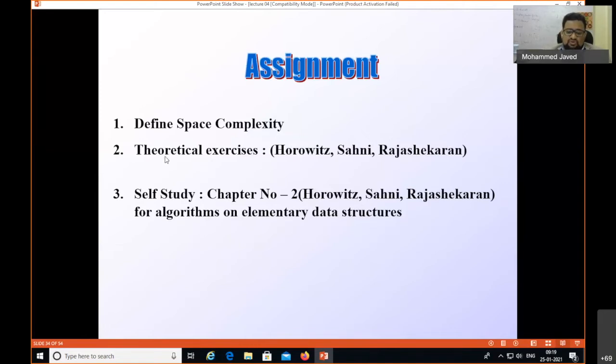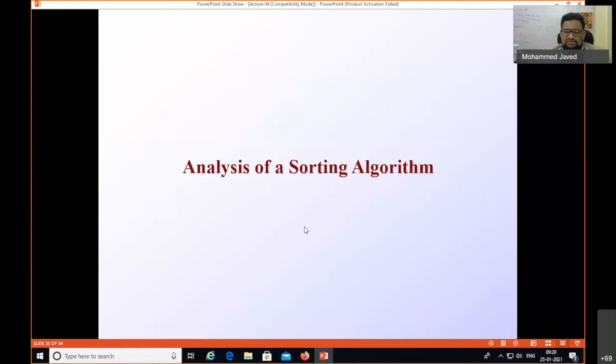So you can go to the theoretical exercises of the Horowitz, Sahni and Rajasekaran book, and also self-study in chapter number 2, Horowitz, Sahni, Rajasekaran, Fundamentals of Computer Algorithms on elementary data structures, so that you can see.